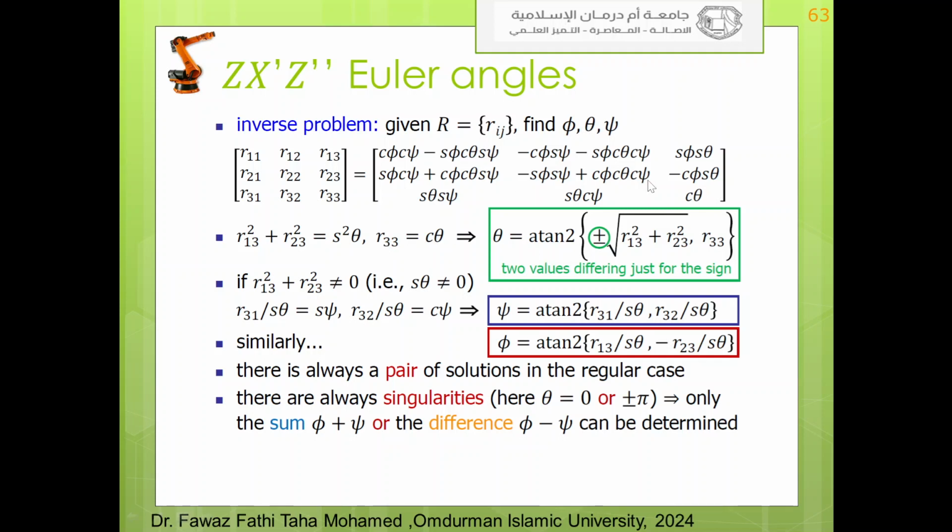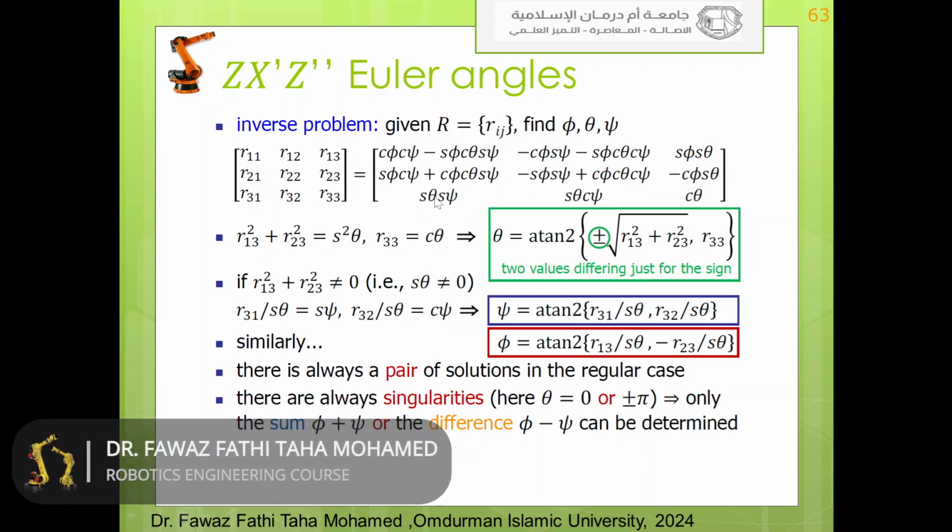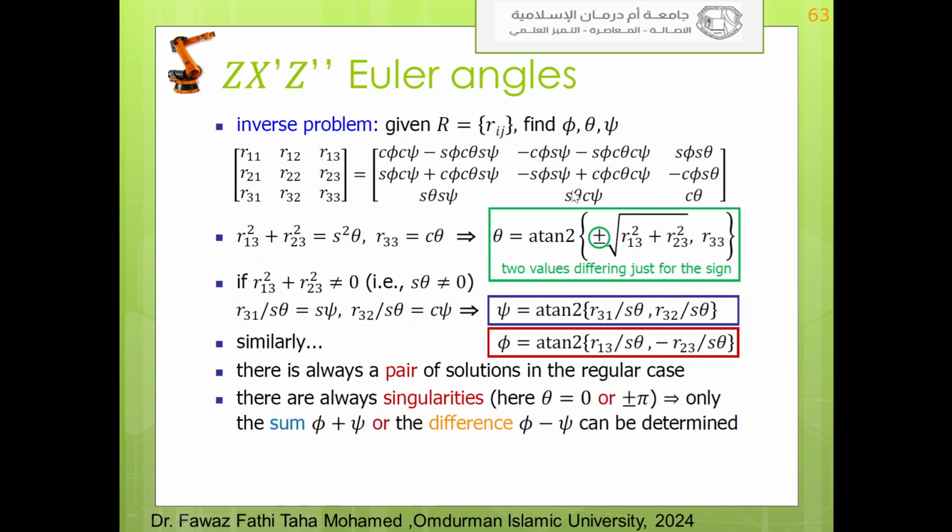For example, it is easier to start with theta, because here we have cosine theta in R33, and here we have sine theta, but here we have sine psi and cosine psi. If we sum the squares of each element, because sine squared plus cosine squared equals 1, we obtain sine squared theta, and here we have cosine theta.